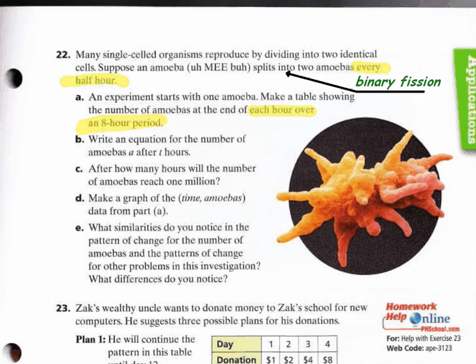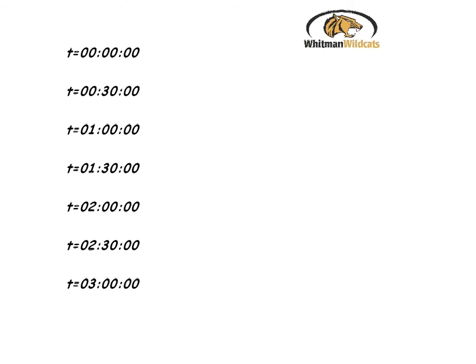And rather than go straight to the table, I thought I would make a quick illustration to show you exactly what's going on. So at time equals 0, we have one amoeba that we start out with. And it's not the most scientific drawing, but it'll do. So half an hour goes by, and our one amoeba splits into two.